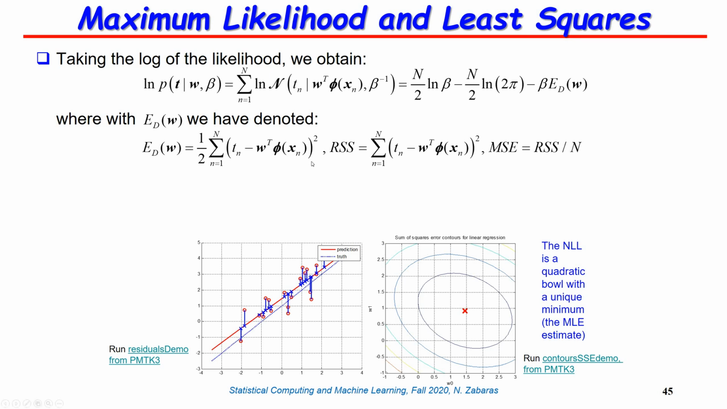Again, this error is minimizing the square of the distances of my training labels t from my regression function. And what you also see here on the right are some contours of the likelihood that indicate that there is a unique minimum for the parameters W when you maximize the likelihood.